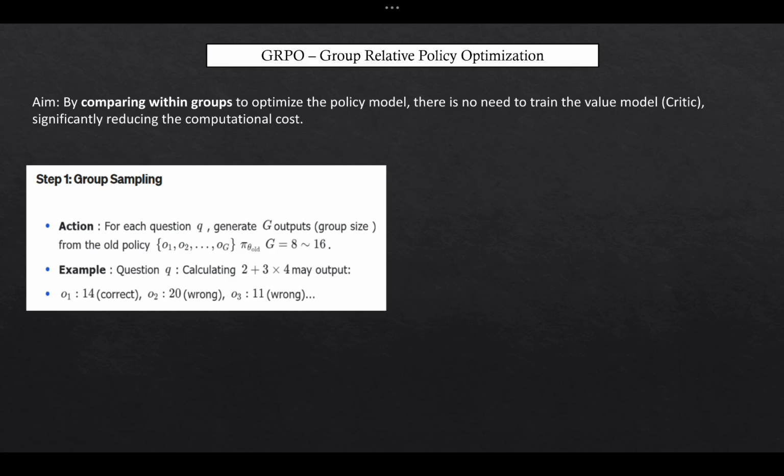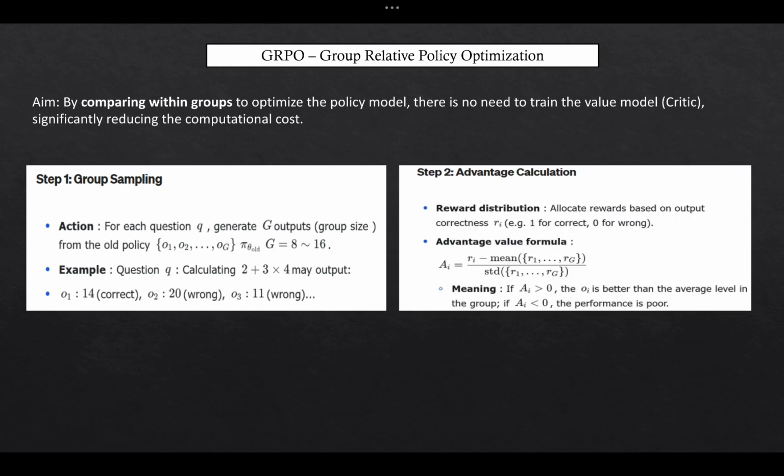For this example, which you can see, given this math problem, it generated a few outputs. The first one, which is O1, is the correct output, and the rest of the outputs in this group are wrong outputs, right? Once this group sampling is done, step 2 is the advantage calculation, where we allocate rewards based on the output correctness, right?